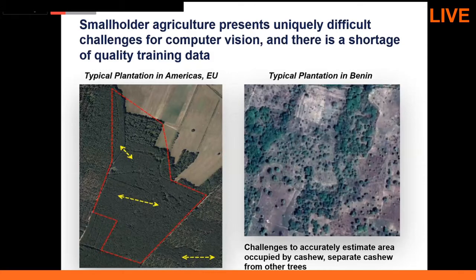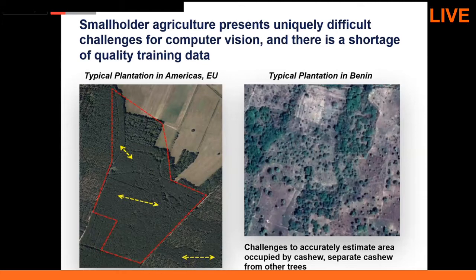So why all this work that we're talking about? You may have heard in various fora about how satellites are being used to map agriculture. Much of the work that has been done and much of the functional tools that exist for using drones and satellites for agriculture is based on large commercial farms like we typically see in Europe, United States, and parts of Asia and Latin America, and to a lesser degree, maybe in South Africa and East Africa.